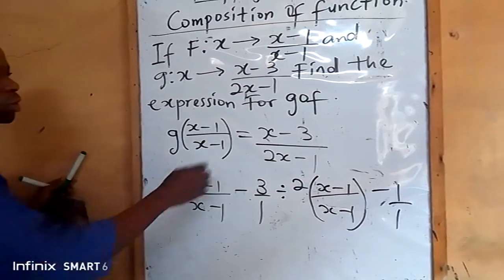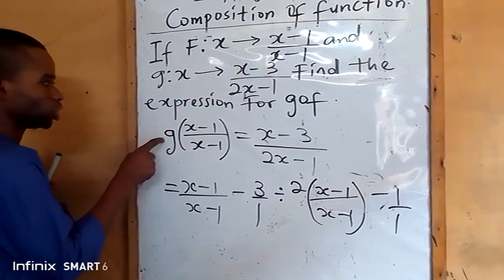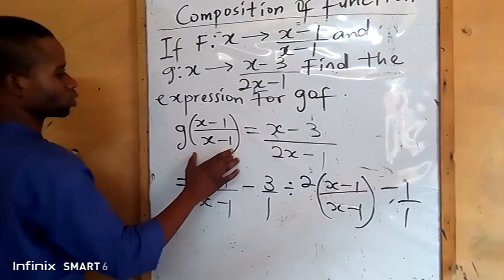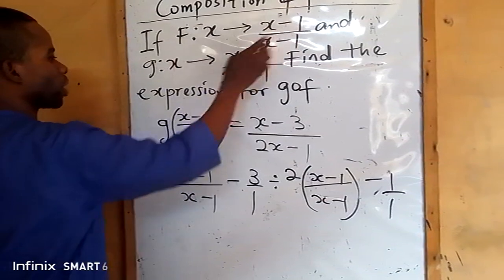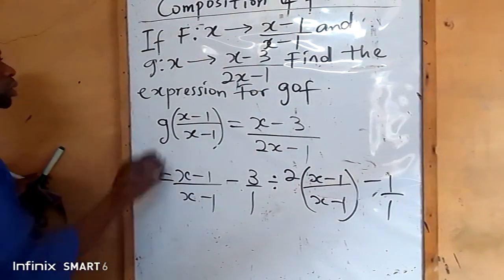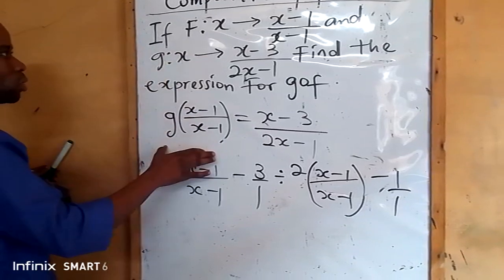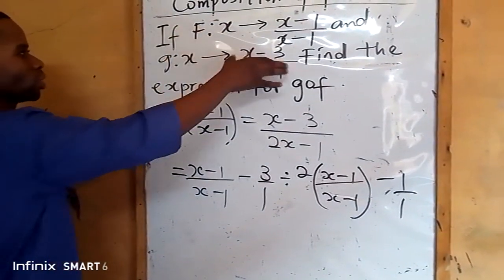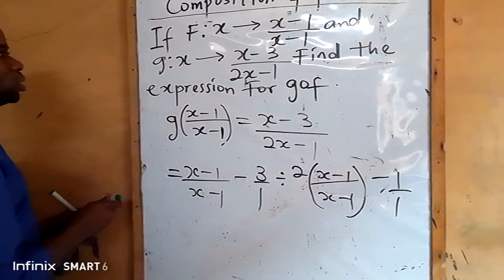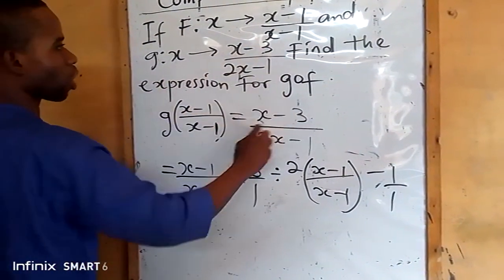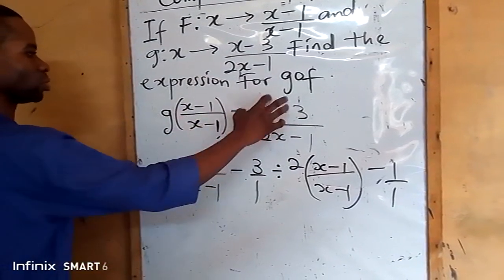We are given g of f, and g, what is now f? I substituted f first, and f is (x minus 1) over (x minus 1). Now, this g of x. So, wherever I see x in g of x, I'm going to substitute this whole value. And g of x is (x minus 3) all over (2x minus 1). So, I see x here.